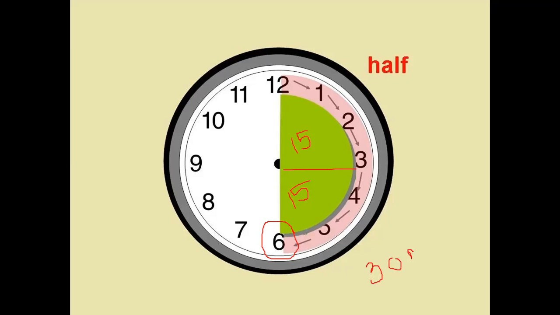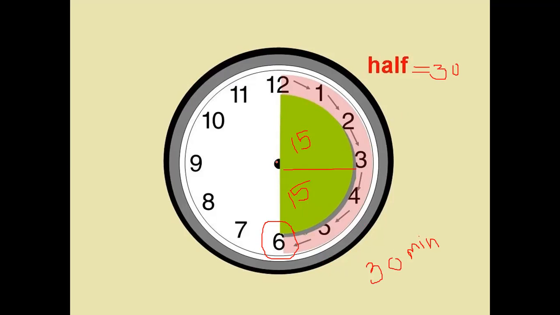30 minutes means half past. This is the half of the hour. And the half equals 30 minutes. Perfect.